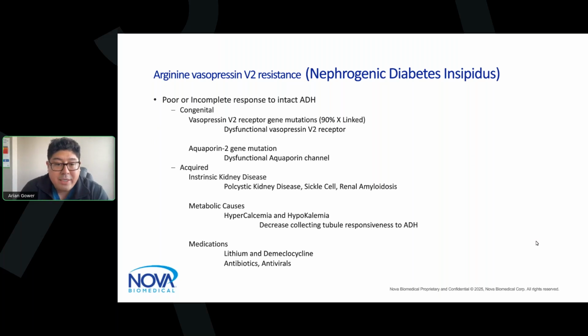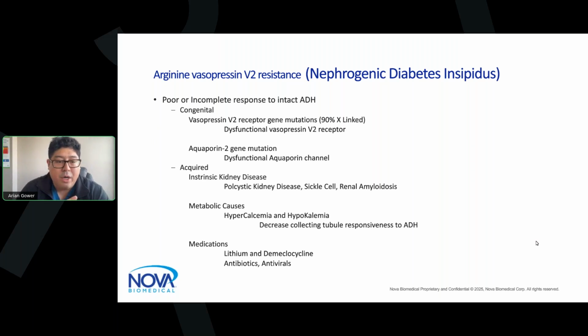The other flavor of diabetes insipidus is nephrogenic diabetes insipidus. These particular patients have poor, incomplete response to antidiuretic hormone. This can happen from two primary reasons, either congenital or acquired. The congenital ones are secondary to a vasopressin 2 receptor mutation, which 90% of the time is X-linked, or aquaporin 2 gene mutations. In either of these pathologies, it's the inability of the receptor or gene to function despite appropriate antidiuretic hormone.